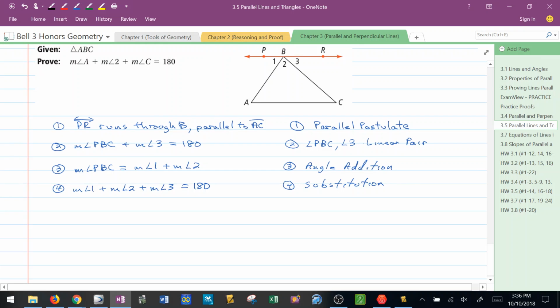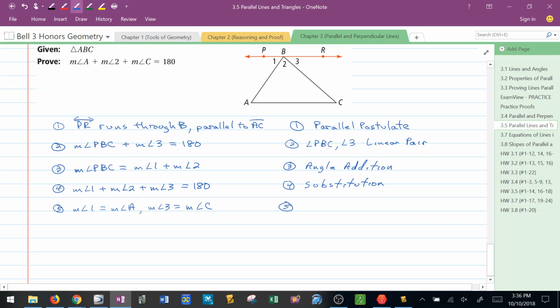All right, but now what I need to do is figure out how to get A and C into this mix so that I can make that statement. Well, let's see what it is. Let me think here. I know that the measure of angle 1 must be equal to the measure of angle A, and the measure of angle 3 must be equal to the measure of angle C.